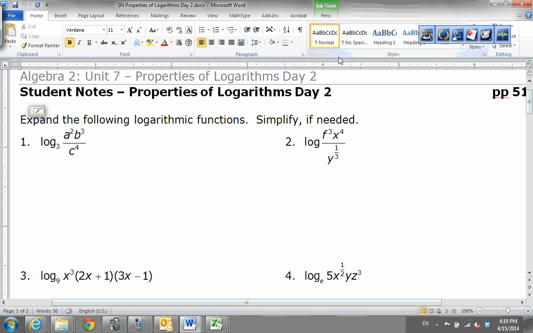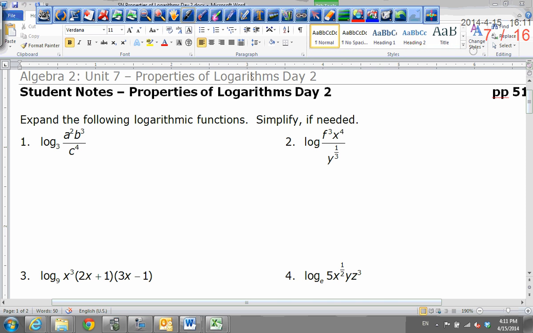Alright, boys and girls, today we're just going to be doing more logs, just using the properties that we discussed in the previous lesson. So let's go ahead and jump in. The first four we're just expanding, so we're going to be writing log base 3 four different times.